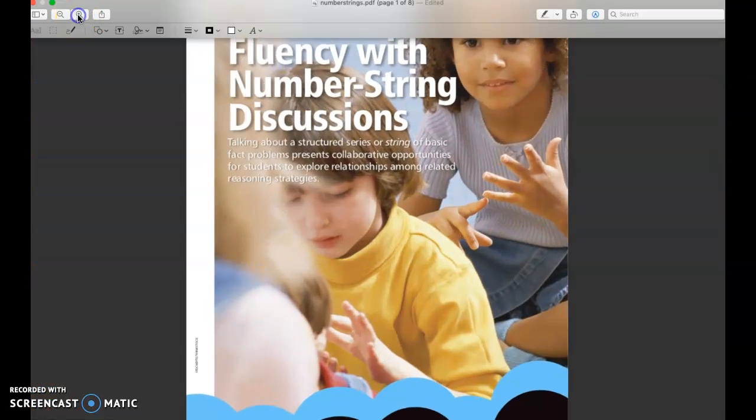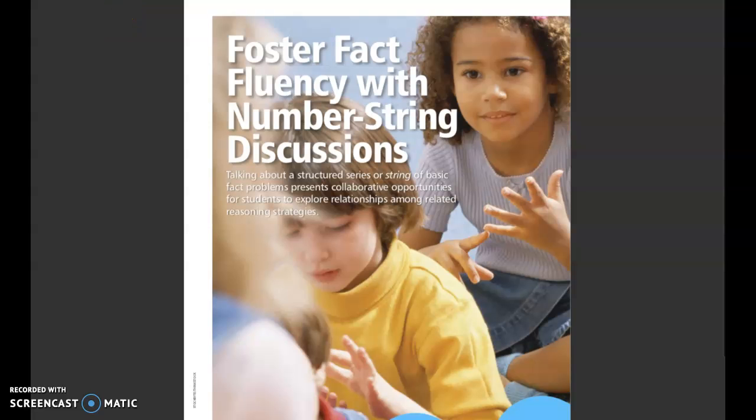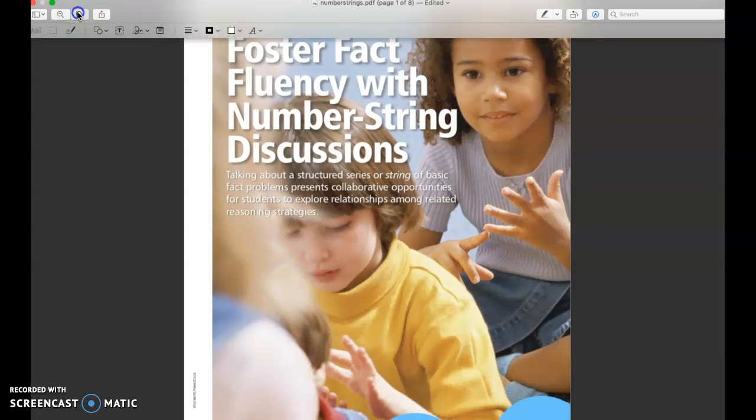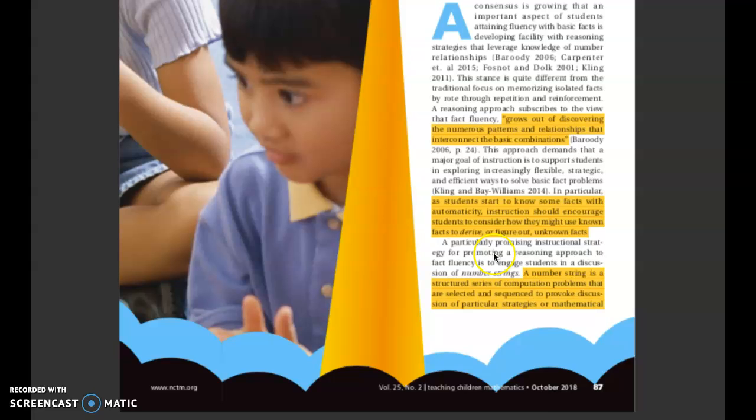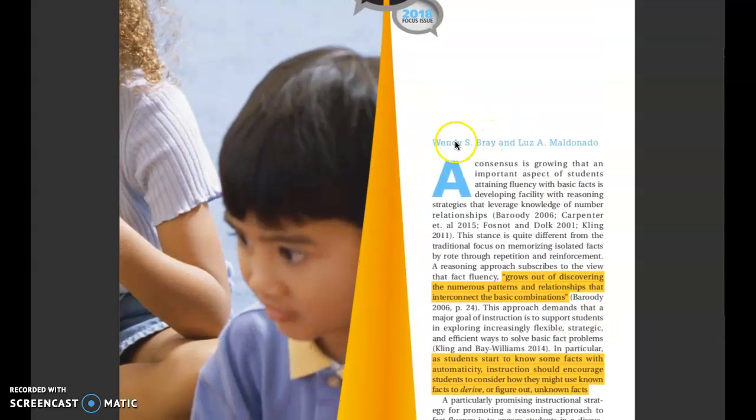The article I chose is called Foster Fact Fluency with Number String Discussions. It is from the October 2018 issue, and it is written by Wendy Bray and Luz Maldonado. Maldonado is a teacher in this article and uses this number string strategy with her second graders. I chose this article because I teach third grade, and I think the strategy would be beneficial to my novice learners. My targeted topics are number sense and basic facts, which I think this strategy would help my students achieve.